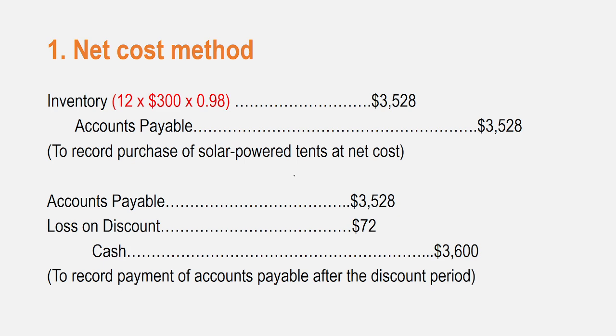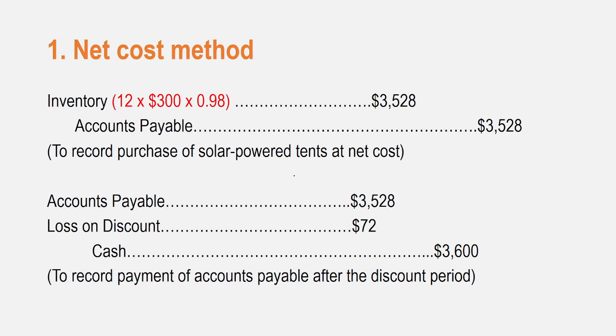Initially, Adventure Travelers recorded the purchase of 12 solar power stands at the net cost of 3,528. That is the number of items multiplied by the price for each, multiplied by 98%, equals 3,528. They debited the inventory account for this amount, reflecting the addition of inventories, and credited the accounts payable account, indicating the liabilities to EcoShelter Supplies.